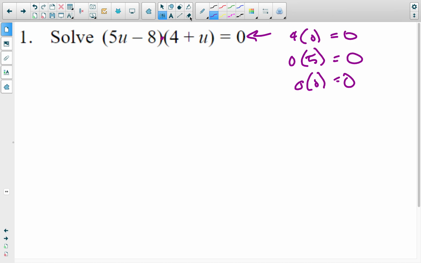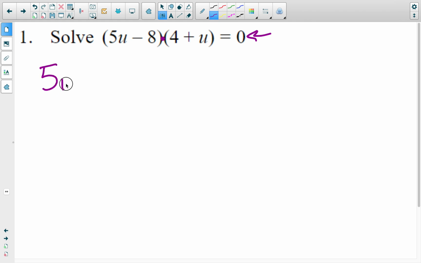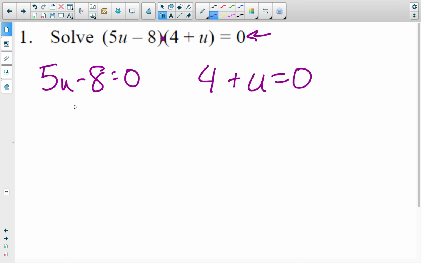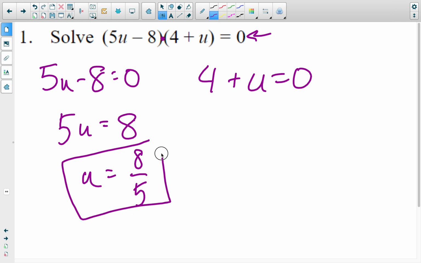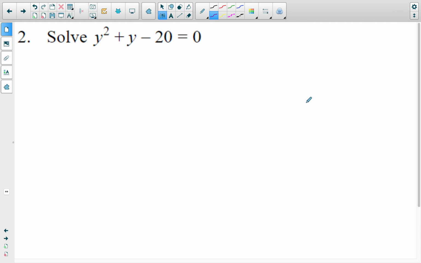So because of this logic, when we have 2 quantities that are being multiplied together, only when they're being multiplied together can we do this. We can take each factor and set it equal to 0. 5u minus 8 equals 0. 4 plus u equals 0, and then solve from there, right? So 5u equals 8, and then u equals 8/5. That is one solution. And then if I subtract 4 from both sides, u would equal -4. These are pretty straightforward, but the logic is what I'm going for here.